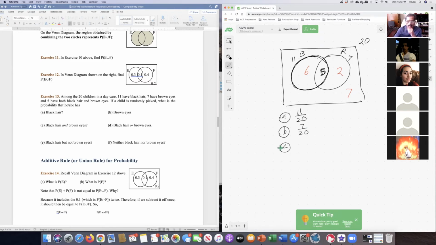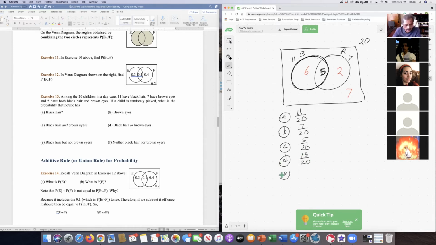Wait, where are we? Part C, black hair and brown eyes, right, 5 over 20. And part D is? 7 over 20. 13 over 20. I think you're reading the wrong question. D is black hair or brown eyes. Yeah, it's 13 over 20. I read the wrong question, sorry. So 13 over 20 is right.